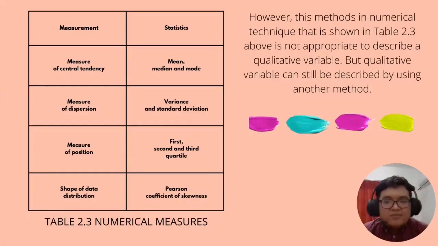For measurement, measure of central tendency is for statistic mean, median, and mode. Measure of dispersion is for variance and standard deviation. Measure of position is for first, second, and third quartile. Shape of data distribution is for percent coefficient of skewness. However, these methods in numerical technique that are shown in table 2.3 above are not appropriate to describe a qualitative variable, but a qualitative variable can still be described by using another method.